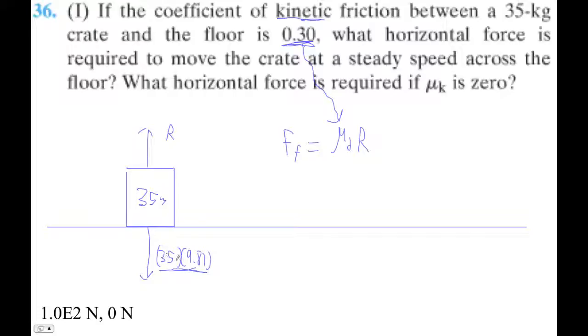You're going to plug that in there, and you're going to plug this in for there. You should get a number that's about 100, right? And then, you know, if the dynamic coefficient is 0, then of course the force of friction would be 0.